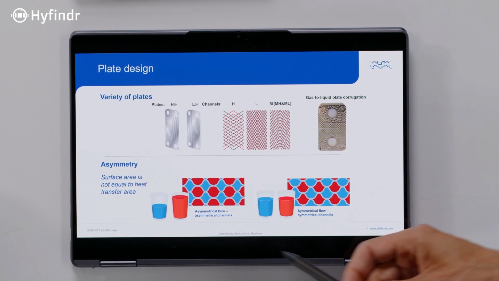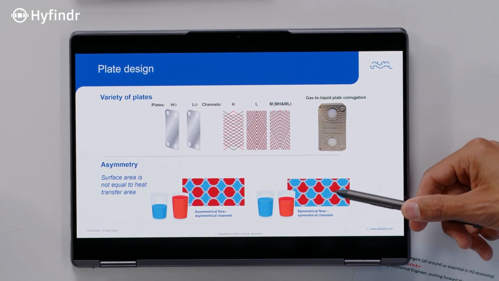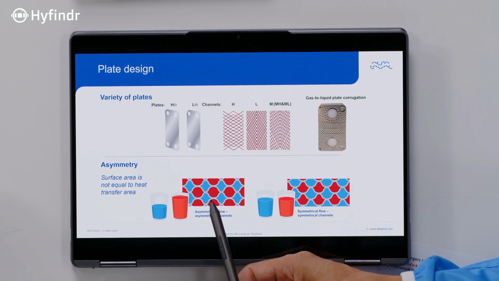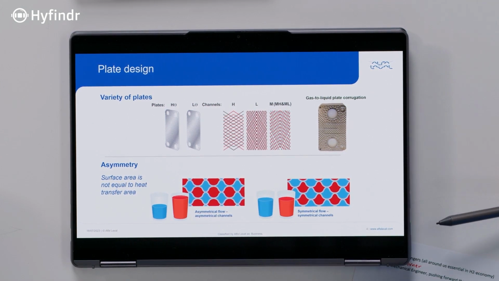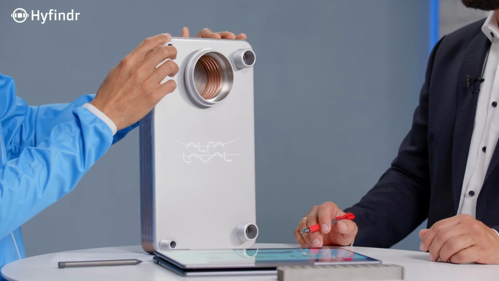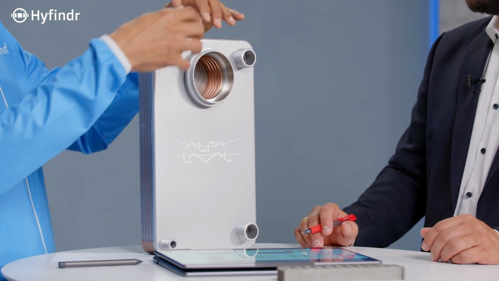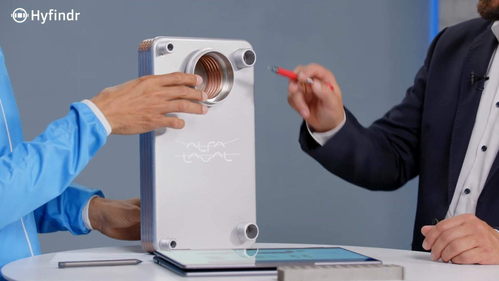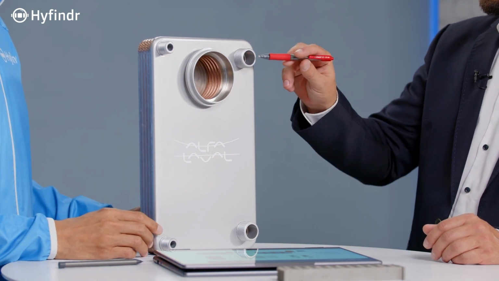Okay, so we see here that the channels are both the same. Here you have the larger channels for the red medium, and the smaller ones for the blue. When we look at this one here again, I see a big opening and a small opening. So am I guessing correct that this would have larger channels on this side? Correct. That's the gas side. Okay. And this is the liquid side.